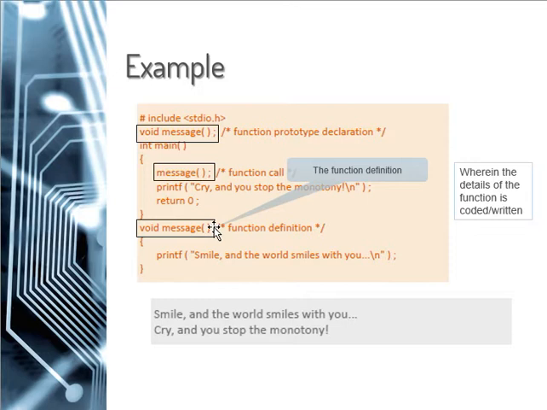As you can see, wala na ta nagbutang og semicolon because this is not the end of a statement. This is the beginning of a block. So, mag-open ta diri og parenthesis. Okay, inside the block, dapat na diri ang content sa inyong function, iyang specific task. In this example, ang iyang specific task sa message is just to print smile and the world smiles with you. Mura na ang specific function sa message.